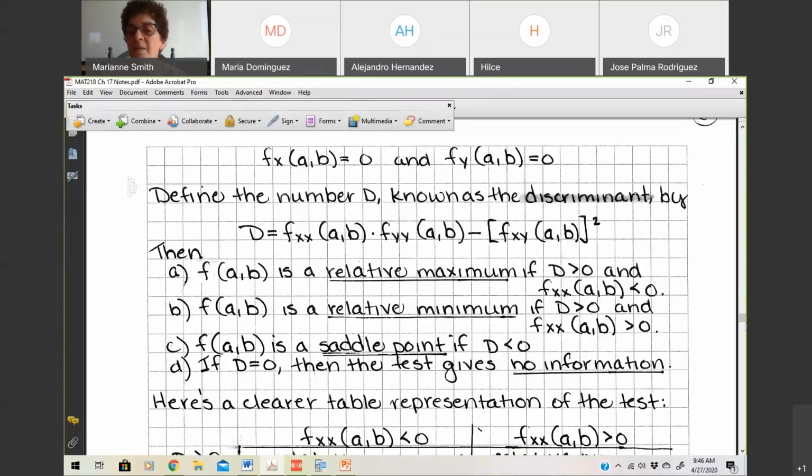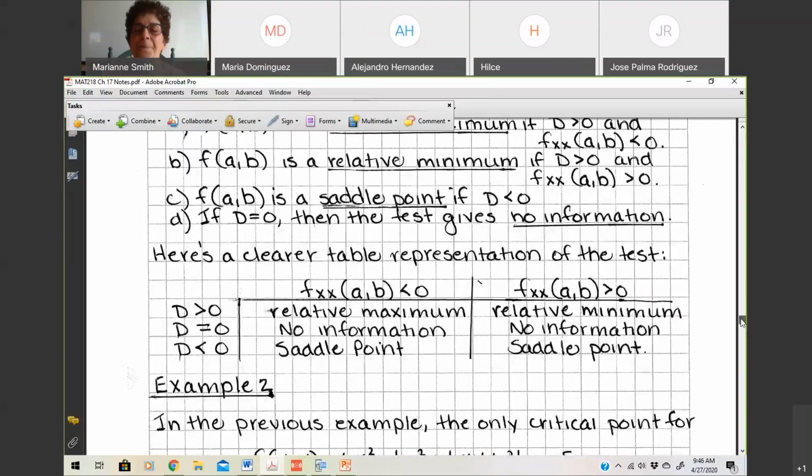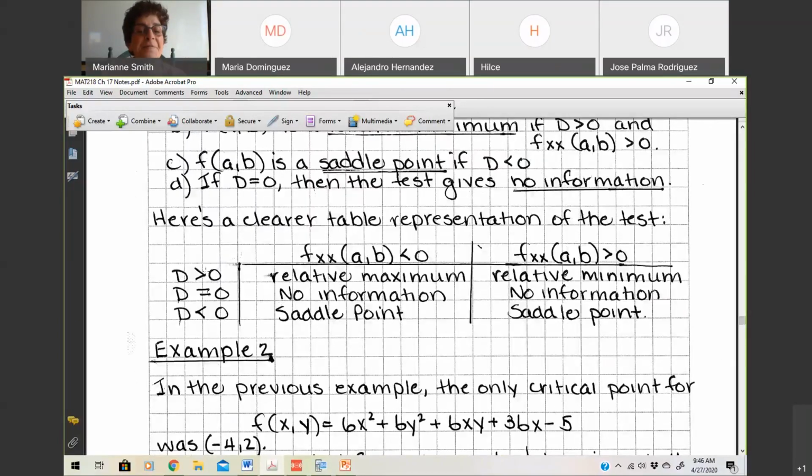Here's a clearer way to look at it, like a table. If D is greater than 0 and the second derivative with respect to X is negative, you've got a relative max. D is greater than 0 and the second derivative positive, you've got a relative min. D is equal to 0, it doesn't matter about the second derivative, you have no information. And if D is negative, you've got a saddle point. Is this clear? Is the test clear?